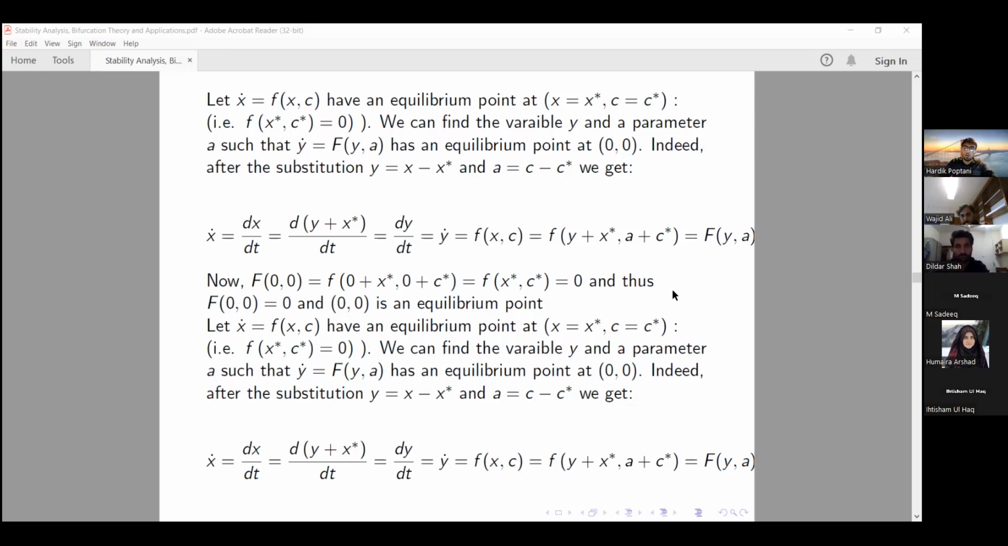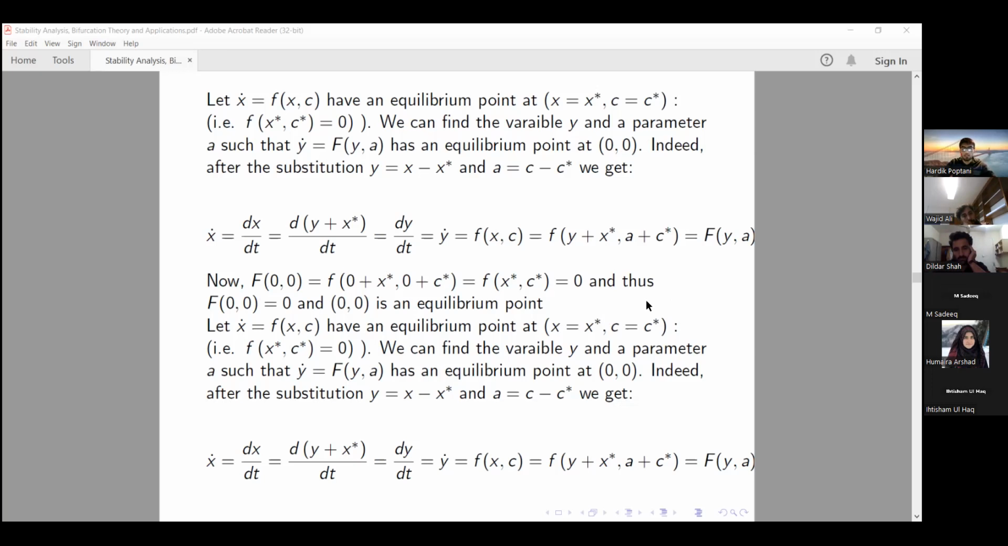So now the equilibrium point is 0, 0. Therefore, f of 0, 0 would also equal 0. And at the origin, we can therefore confirm that it's an equilibrium point. We normally do this using the knowledge of topological equivalence, so that it will be very easy to carry out our analysis, for example if we want to use linear analysis.